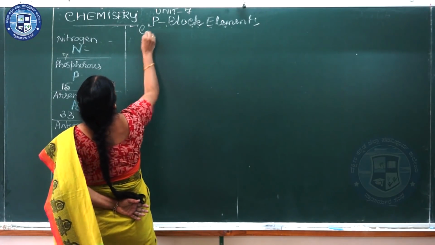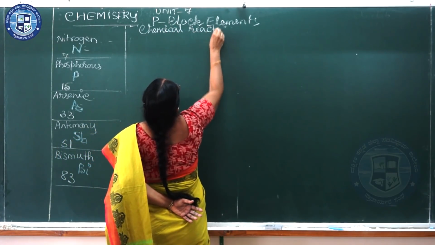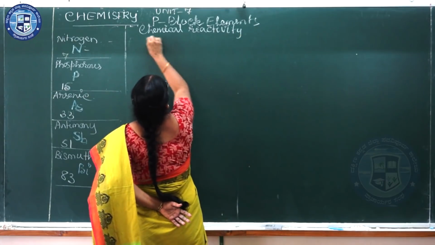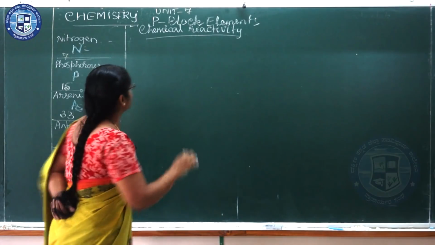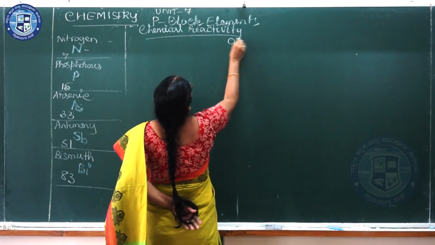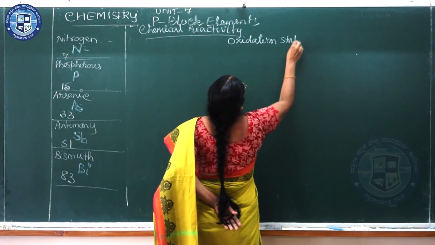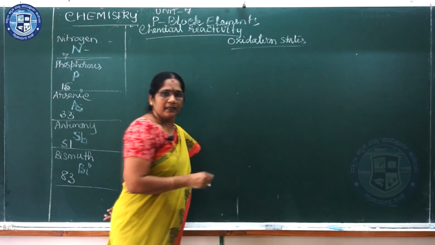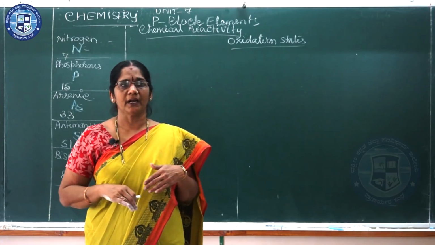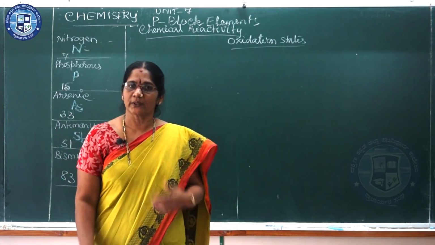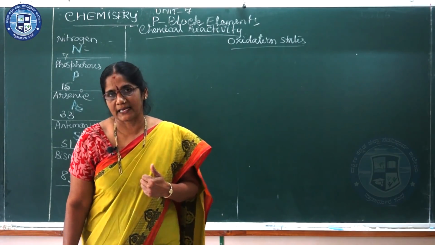So before that, first let me take oxidation numbers. Chemical reactivity or reaction with different elements. In that, first let me consider oxidation states. What do you mean by oxidation state? It represents the number of electrons that can be either donated or accepted or shared through covalent bonds, so that an atom becomes stable with 8 electrons in the valence shell.